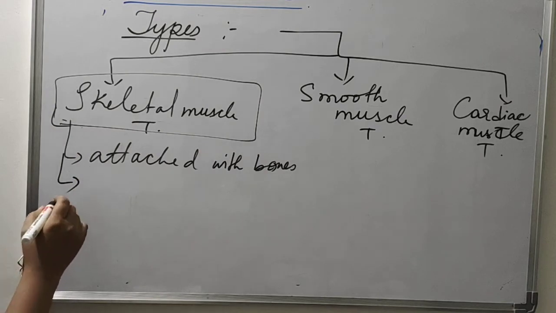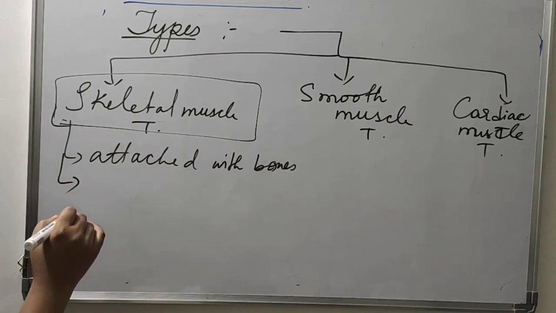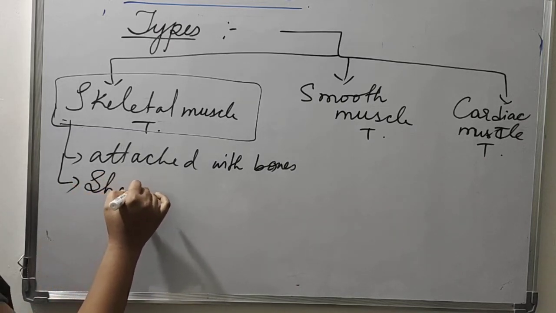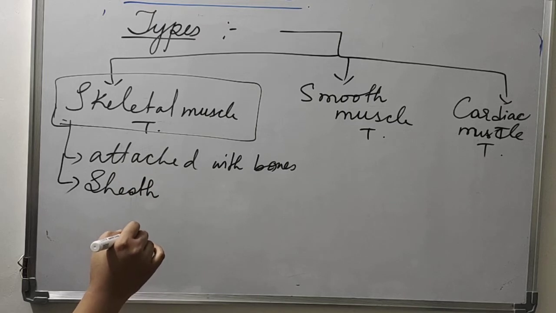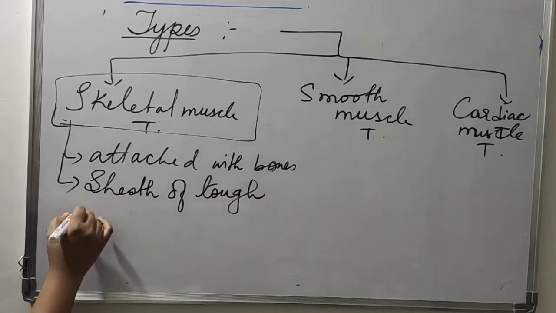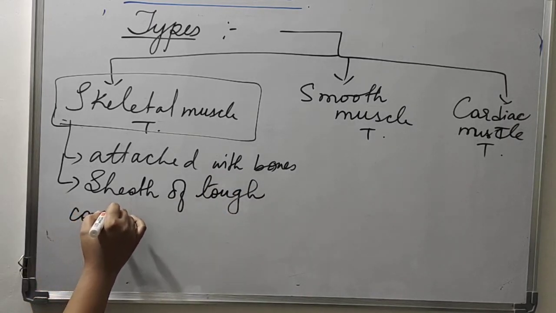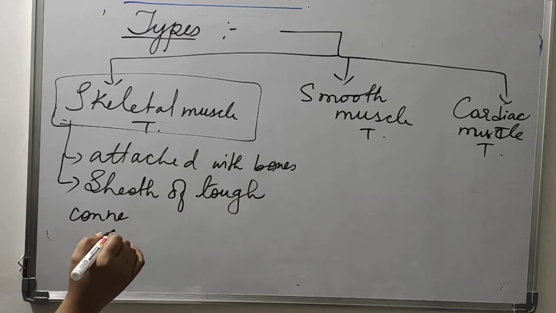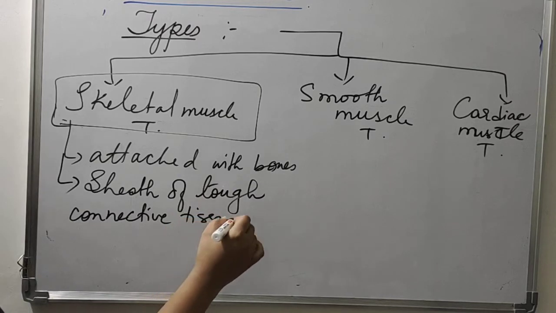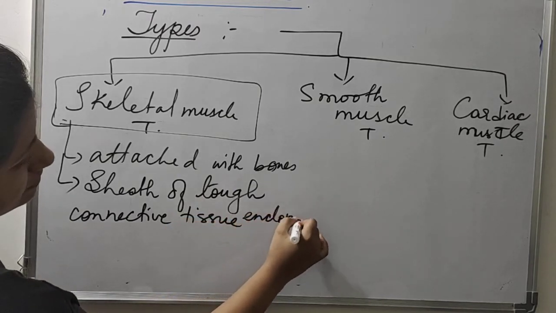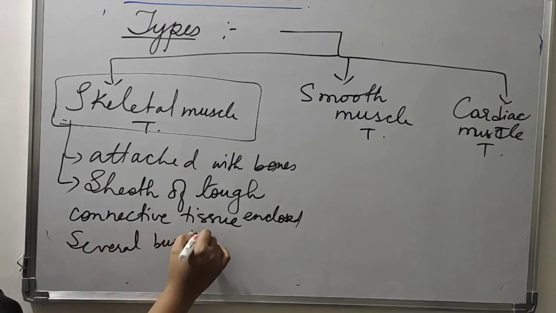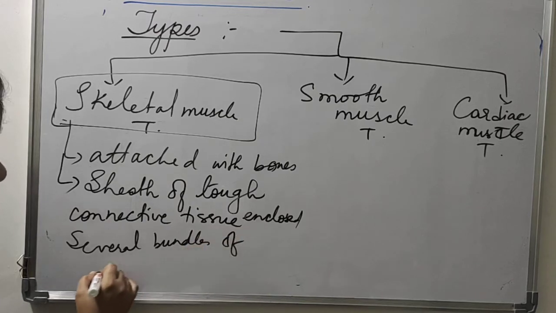And then for example, in our biceps, I'll come to that example. These muscles are covered by a sheet of tough connective tissue. Connective tissue encloses several bundles of muscle fiber.